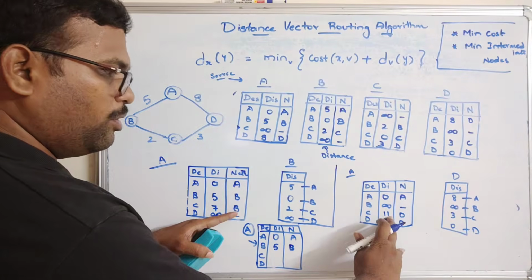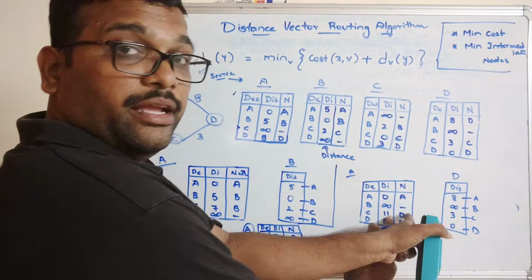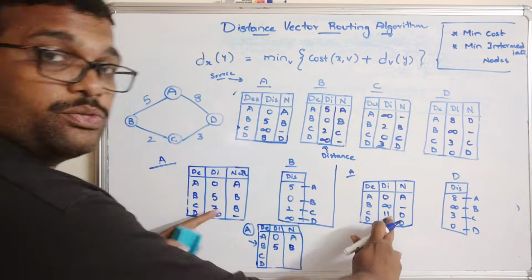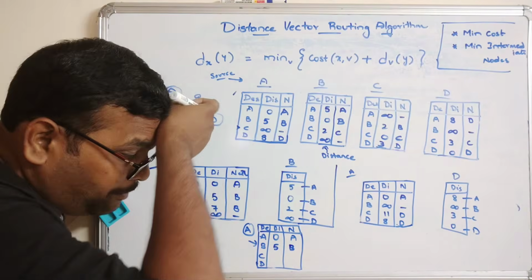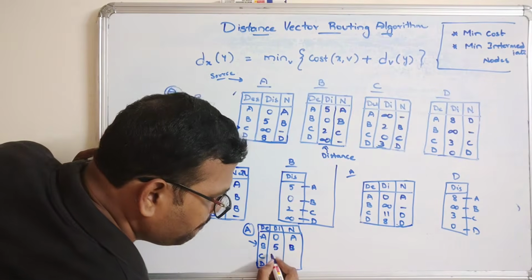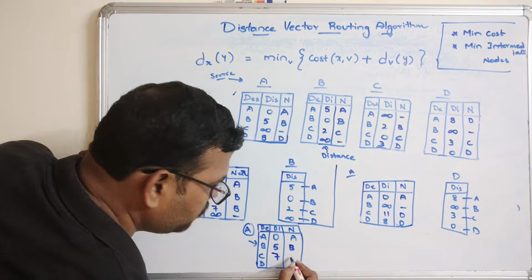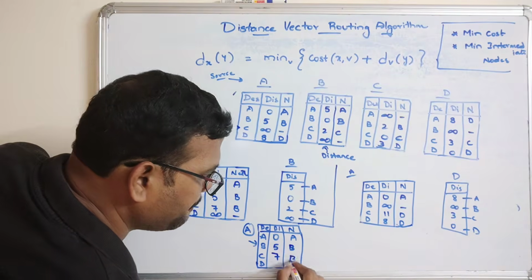So with an intermediate node B, with an intermediate node D, now we have to consider the least one. So 7 will be the least. So the packet can be transmitted from A to C with a distance of 7 through the intermediate node B.